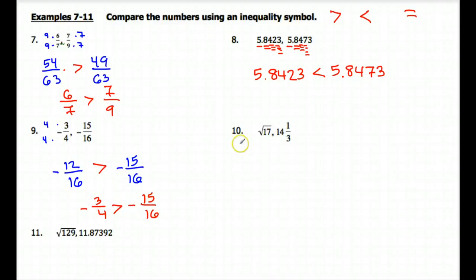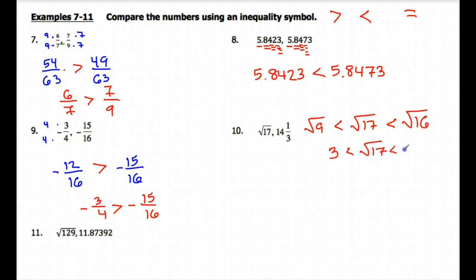Okay, for number 10, we're comparing a mixed number to a square root, and we're going to again practice our estimating skills for the square root of 17. So the square root of 17 is going to be between, and now I can use my inequality symbols, the square root of 9 and the square root of 16, which means that the square root of 17 has to be somewhere in between 3 and 4.